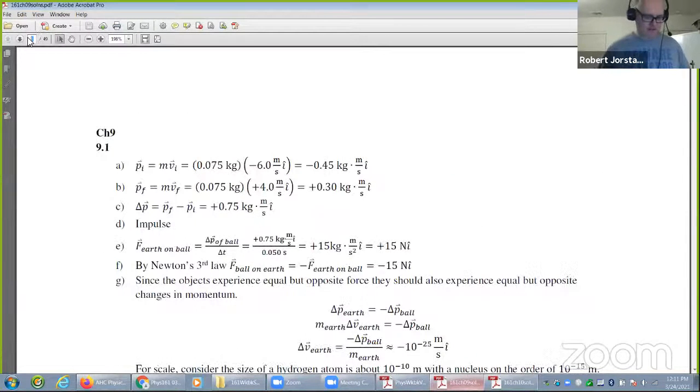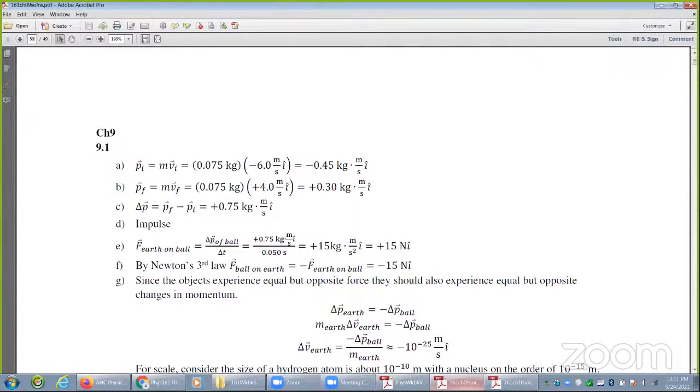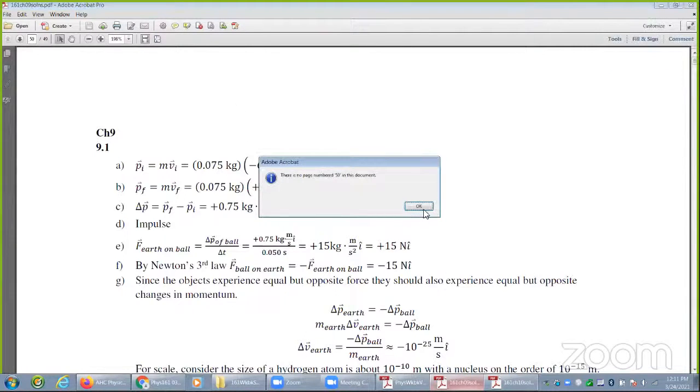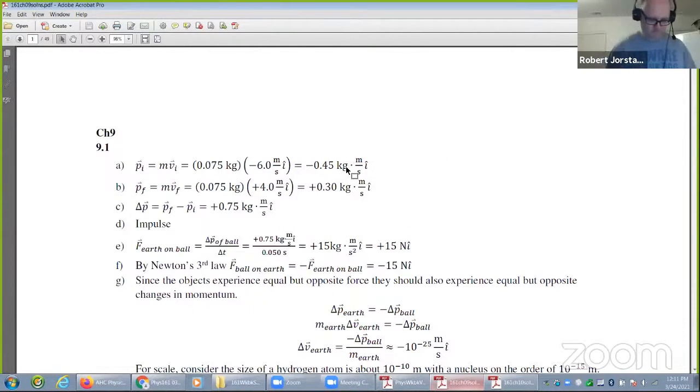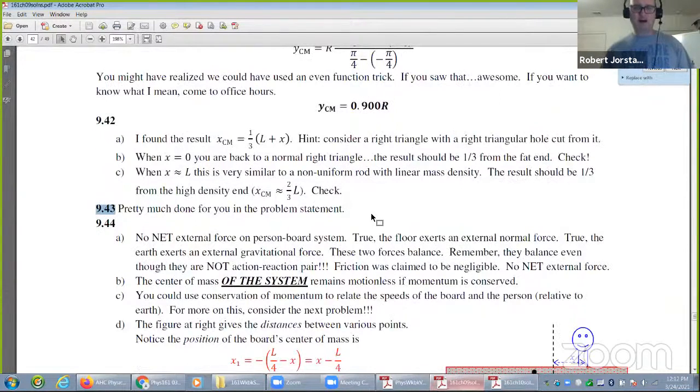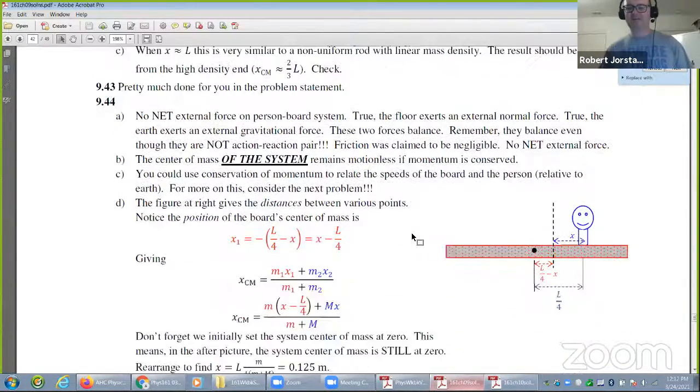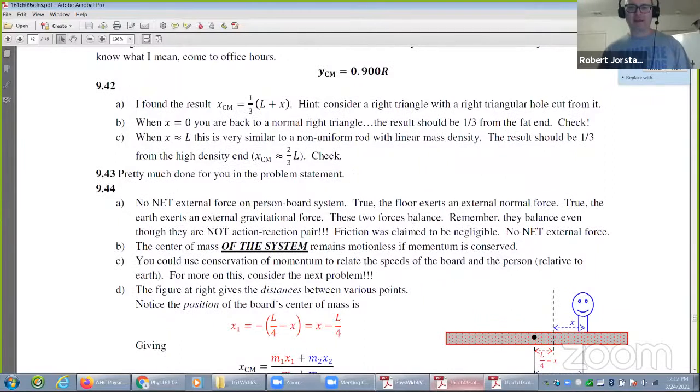What problem was that? I'm sorry. 9.43. Oh, whoops. 9.43? Yep. Thank you. Please tell me I drew pictures. Ah, okay. So, here's one. All right. So I'm going to have to work this one out. I got to do real work today. Oh, man. All right.